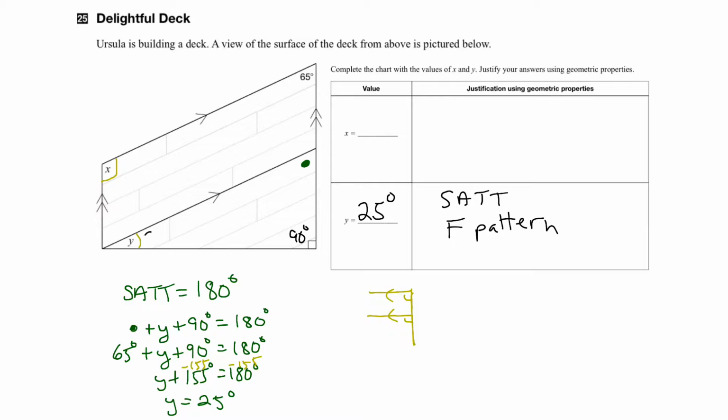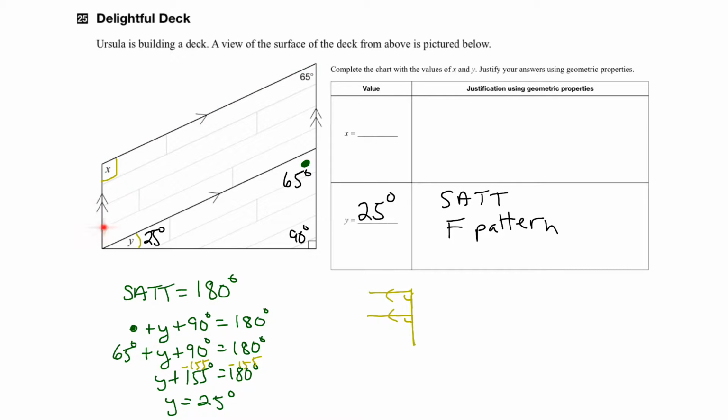Alright, so let's put in y to be 25 then. And the dot to be 65. Okay, so next we have to figure out what x is. When we look at this diagram again, we can see that we've got a parallel line here and a parallel line here, and they're joined by this line here, which is called a transversal.